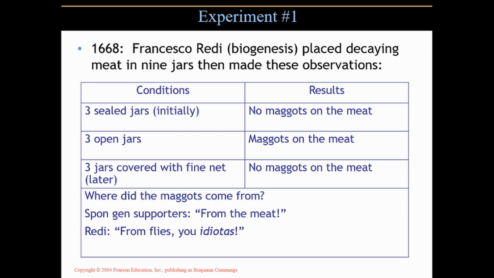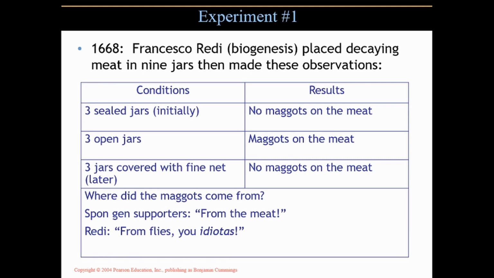He saw flies lay eggs, he saw the development of the egg into the maggot, he saw the maggot then go through the pupal stage, and then he saw the adult fly emerge. And he's like, no spawn gen here. Flies come from flies. And so then he set up this experiment, and that's what's important about this.